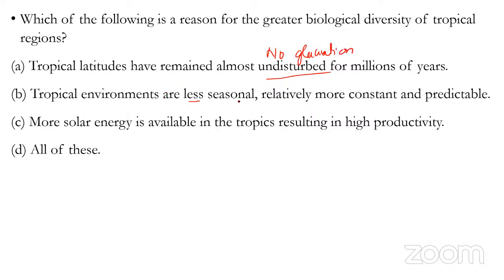Tropical environments are less seasonal, relatively more constant and predictable. This is also correct. More solar energy is available in tropics, resulting in high productivity, because for 6 months, solar energy or sunlight lies right above the tropical region. This is also correct. So the answer should be D.